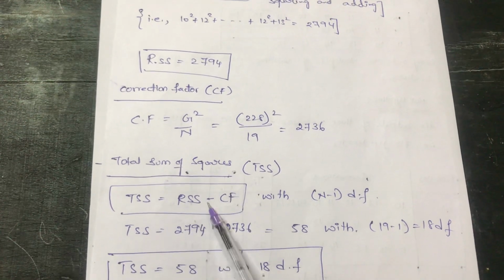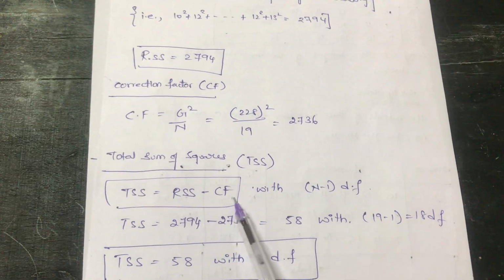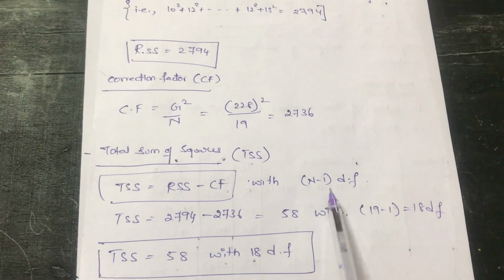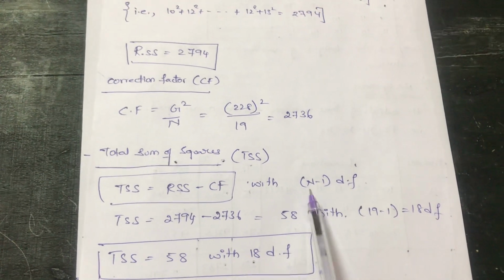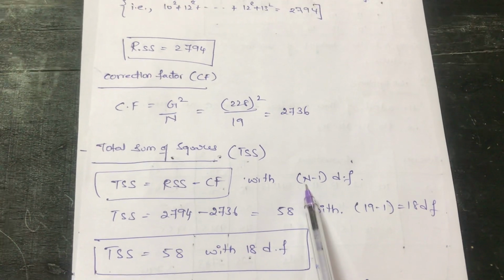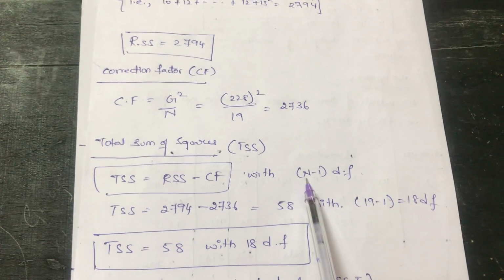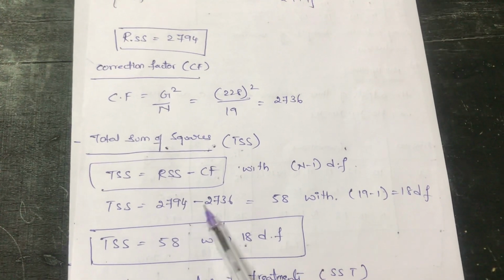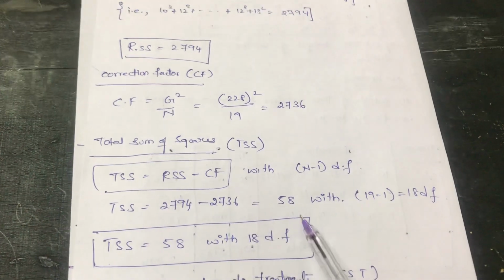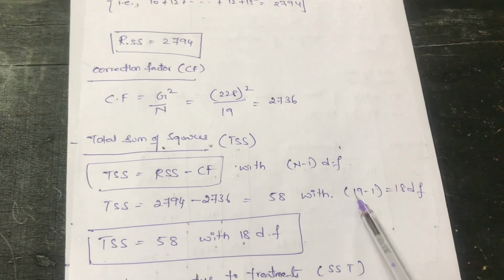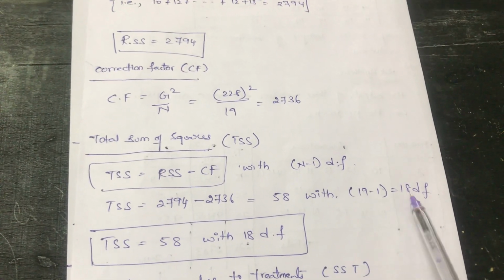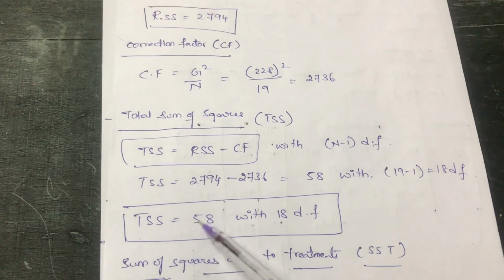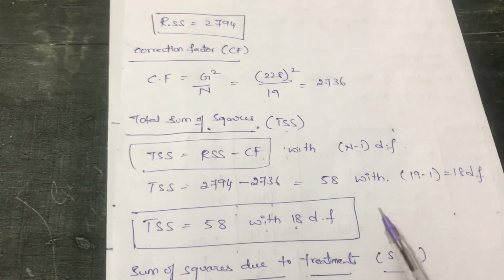So for total sum of squares we have a formula: RSS minus correction factor. That means raw sum of squares minus correction factor, with capital N minus 1 degrees of freedom. What is this N? It means how many observations are there together in A, B and C. So TSS is equal to the values we have just calculated. Applying them here, we got a value of 58, with a total of 19 observations. 19 minus 1 is equal to 18 degrees of freedom. Therefore TSS, total sum of squares, is equal to 58 with 18 degrees of freedom.